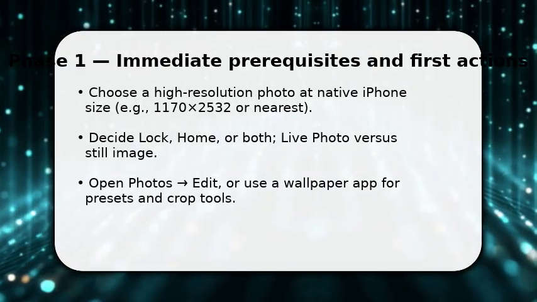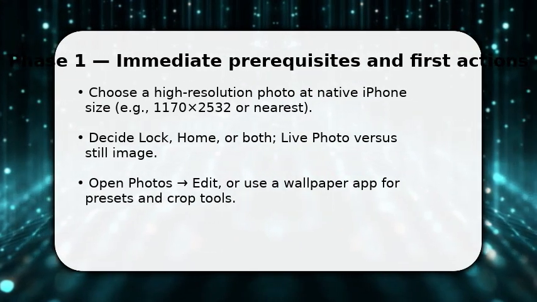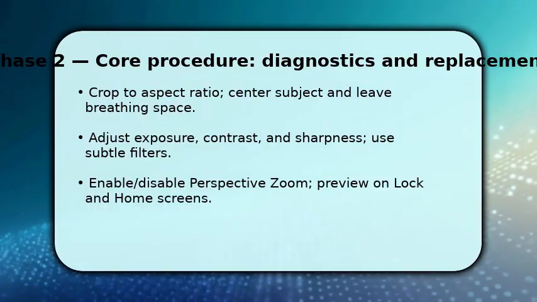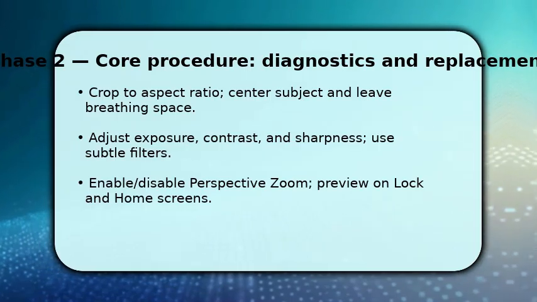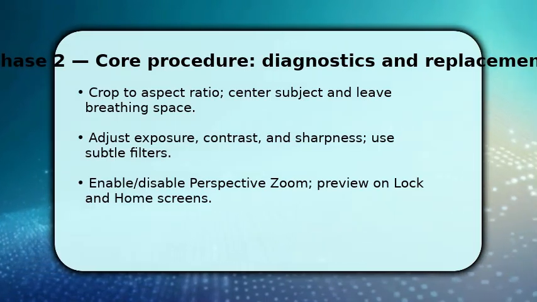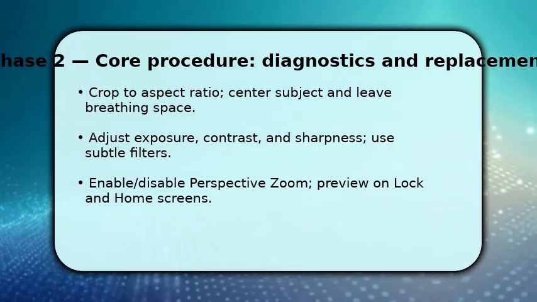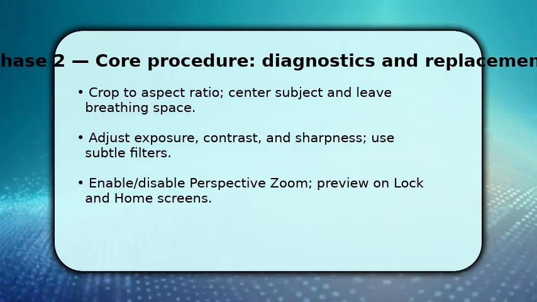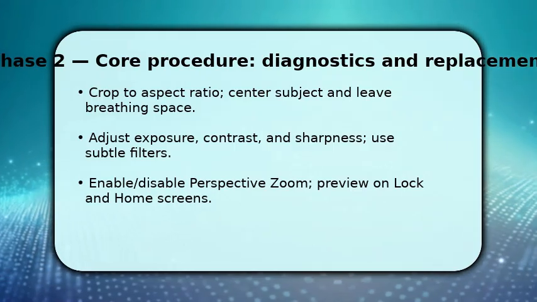Now you refine the image so it reads well behind icons and widgets. Use the crop tool to set the aspect ratio and center your subject, leaving breathing space near the edges. Then adjust exposure, contrast, and sharpness. Small tweaks improve legibility without overprocessing. If using iOS features, toggle perspective zoom to see how parallax affects composition. Make sure to preview both lock and home screens. Because of the icons and time, you're ready to set it.